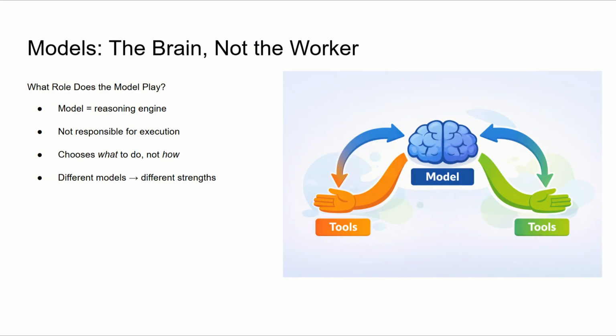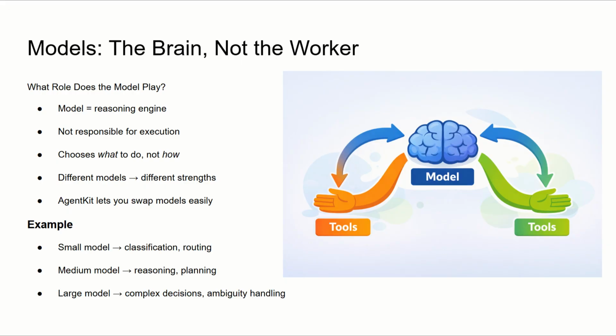This separation is extremely powerful because now you can use different models for different strengths. A small model is perfect for lightweight tasks, things like classification, routing, and intent detection. A medium model is better suited for planning and structured reasoning, whereas a large model is reserved for complex decisions, ambiguity, trade-offs, ethical judgment, and critical analysis. AgentKit allows you to swap models without rewriting the system. That means you are designing systems, not model-dependent hacks. This is how you scale intelligence responsibly.